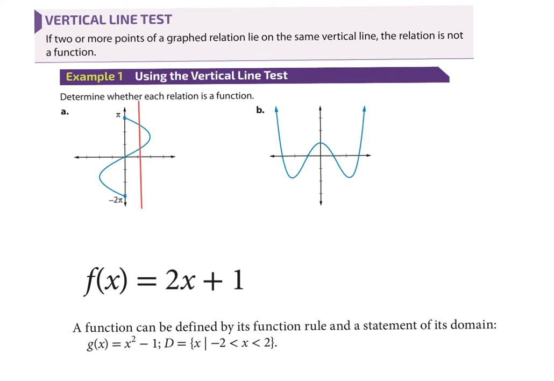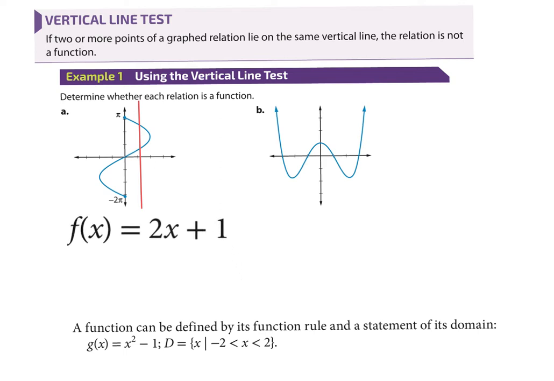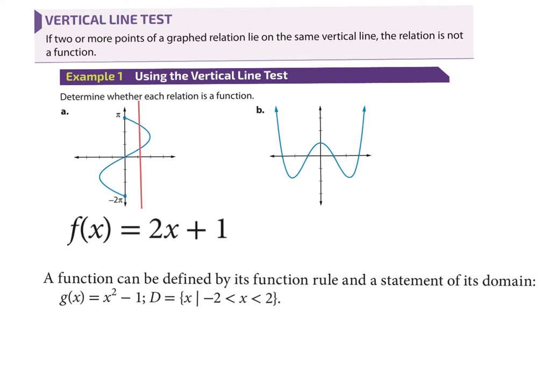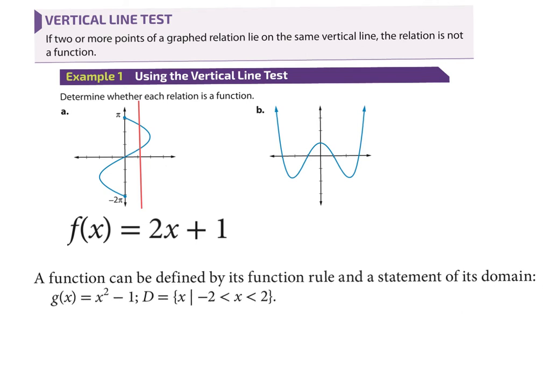All right, they also show you down here at the bottom, it's kind of hidden in the middle of that paragraph there, I just pulled it out. A function can be defined by its function rule and a statement of its domain. The rule is what you plug it into. So for this, the rule would be 2x plus 1. That is the rule. For every x, my y should equal 2x plus 1. If I were to say it in words, I would say you double your x and add 1. That's the rule I'm handing to you. That's how you get to Y.